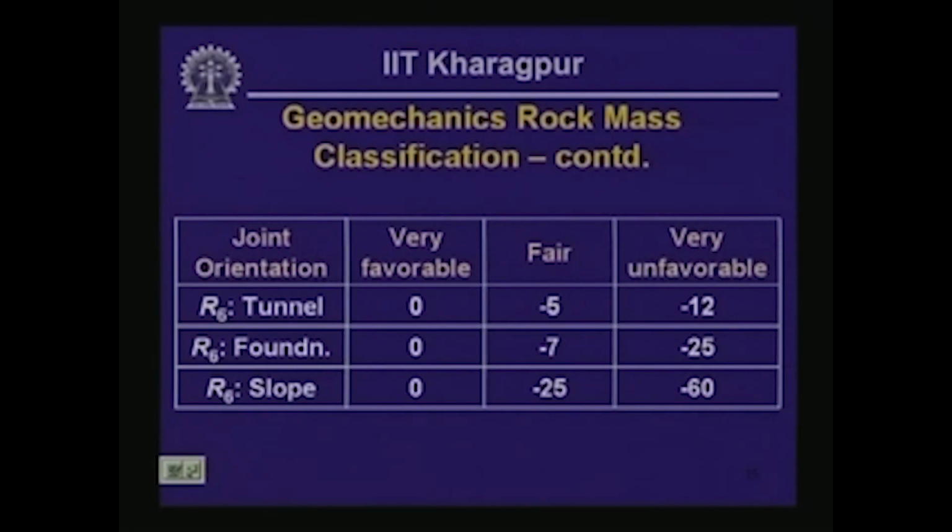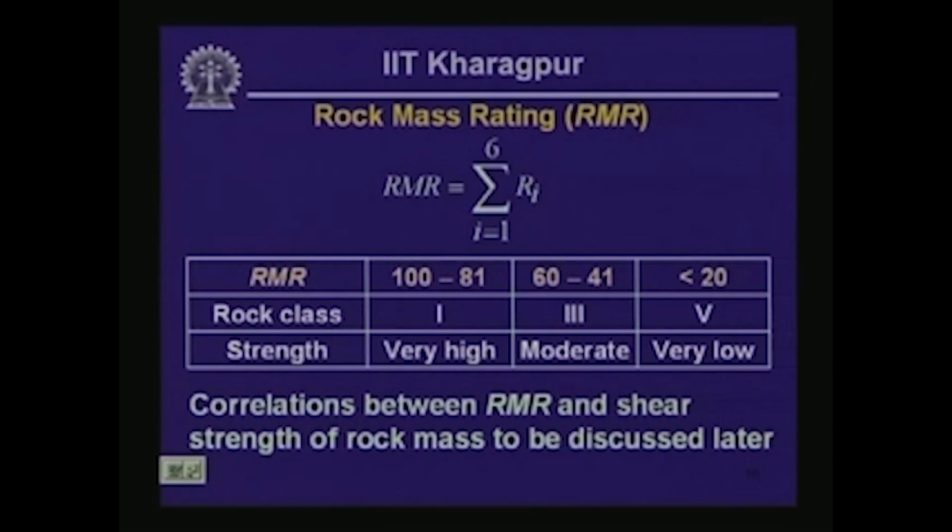If the joint orientation is very favorable, then R6 is going to be 0 in all cases. If the joint orientation is very unfavorable, in case of tunnels, we are going to have a negative 12 for R6. In case of foundation, we are going to have negative 25, and in case of slopes, we are going to have negative 60. Then what we do is we sum up all the R values, all the ratings or all the scores R1 through R6, and the sum is given the name rock mass rating.